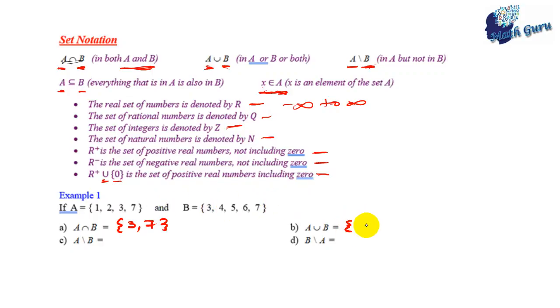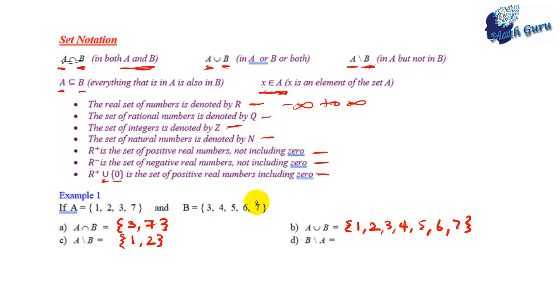So we don't double up. So I've got a 1, a 2, a 3, a 4, a 5, and a 6, and a 7. So A or B is anything that's in A or in B or in both, but we don't double up if it's in both. What's in A that's not in B? In A I've got a 1, that's not in B. In A I've got a 2, that's not in B, so we say 1, 2.